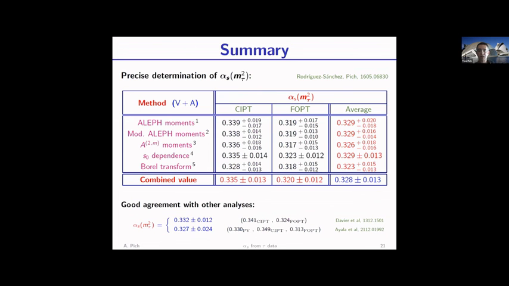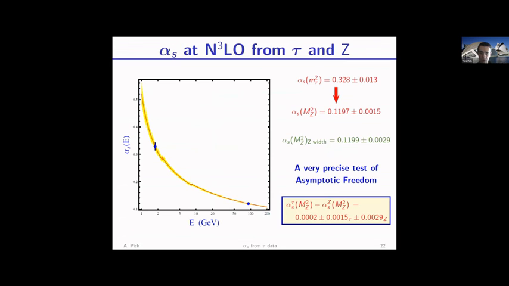That's the result we get. It agrees very nicely with the other result. It agrees also nicely with the result that Cesar Ayala will present in a moment. It's very consistent, very reliable, very solid, I would say. And what for me is more important is that when you compare this value with the determination at the Z mass scale, it provides a beautiful test of asymptotic freedom.